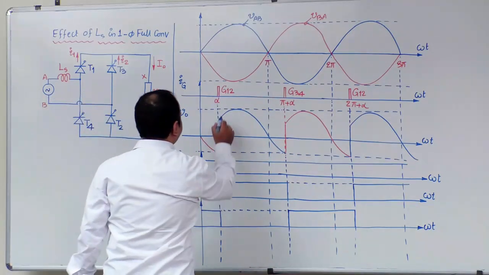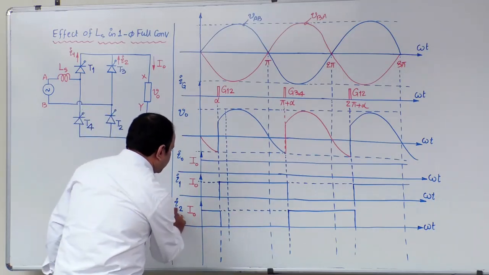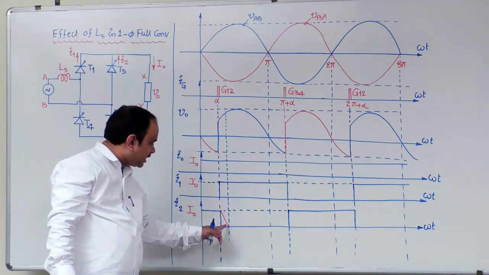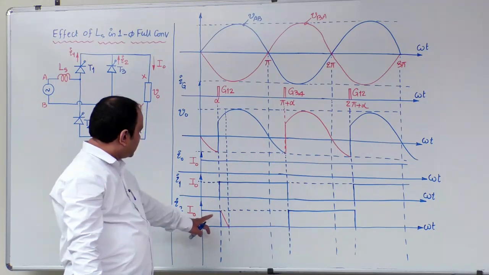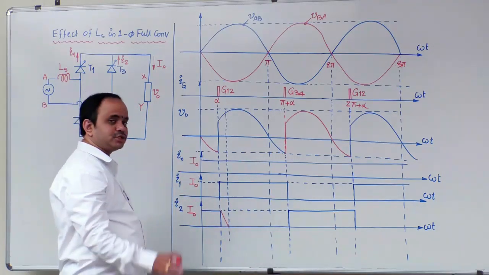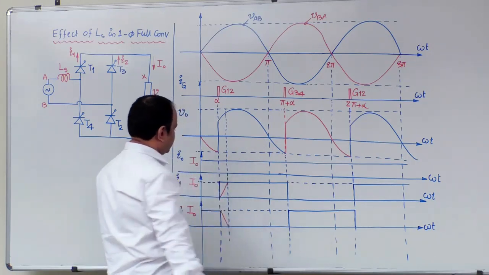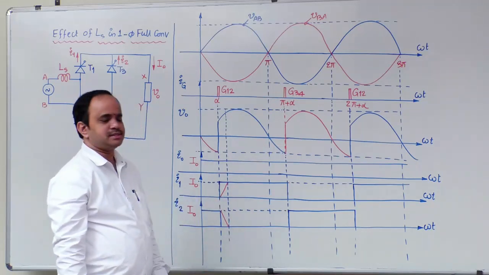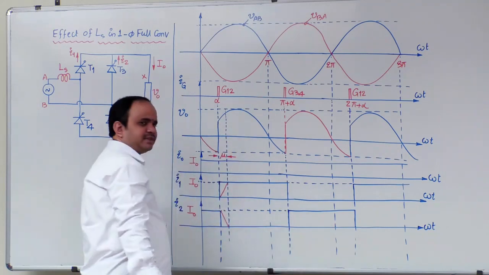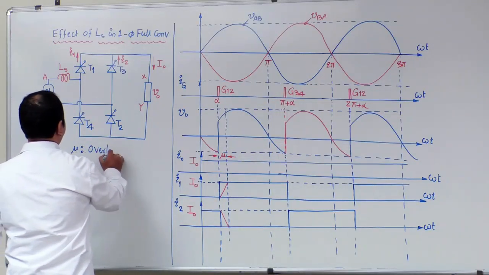Now, because of that source inductance, what is the change? The current flowing through the T3, T4 pair will decrease from I naught to 0, not instantaneously. The red color line shows this transition: the T3, T4 pair current decreases from I naught to 0 gradually rather than suddenly. That is due to the inductive nature of the source. In that interval, the current flowing through the T1, T2 pair will increase from 0 to I naught. This particular interval can be represented with the symbol mu, which is known as the overlap interval.